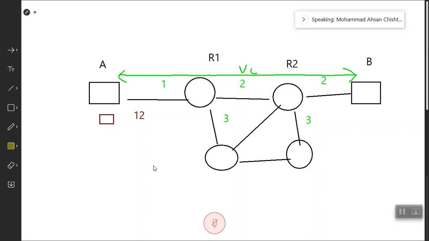A assigns a virtual circuit number within the packet and tells the packet that this is your virtual circuit number, traverse based on this. This would take you to the destination. It will not give the exact destination of B, keep that in mind. It will give an intermediate virtual circuit number that will take it from A to R1. Now we have a packet here which reaches R1. We had 1, 2 here.